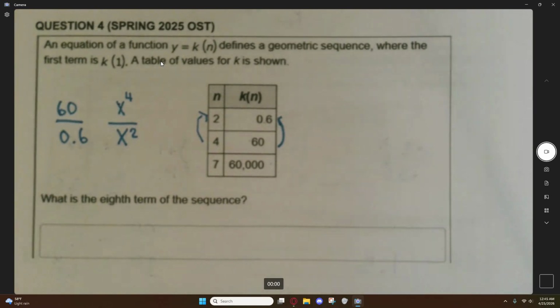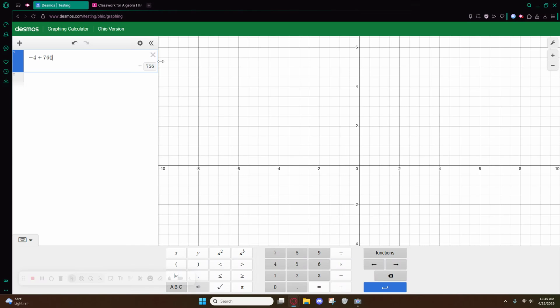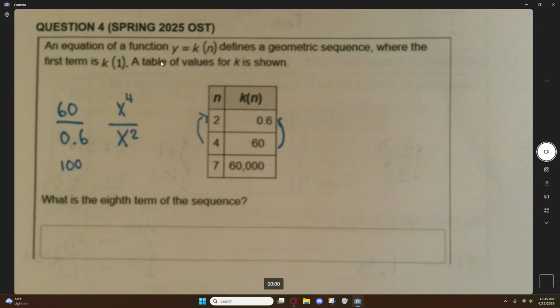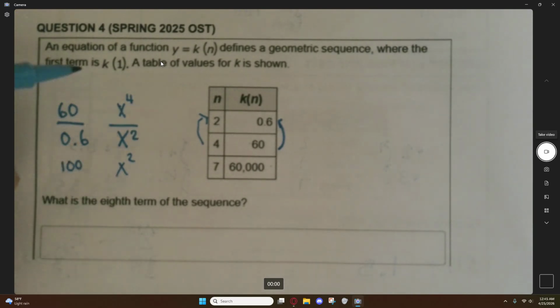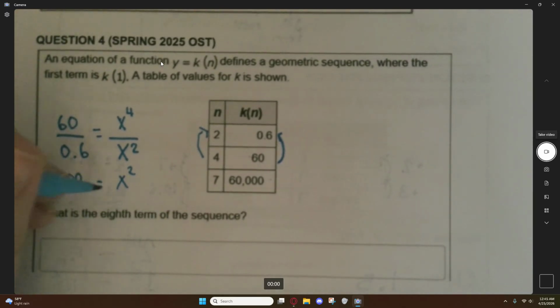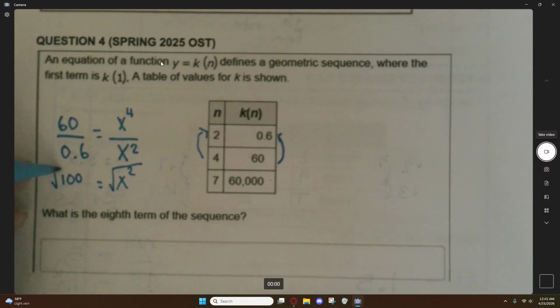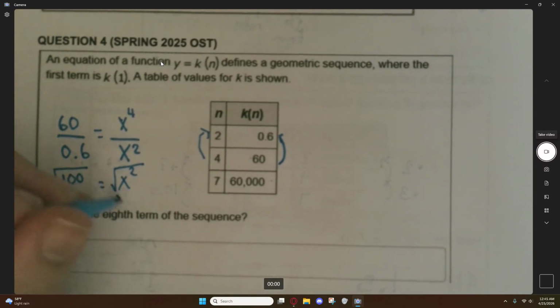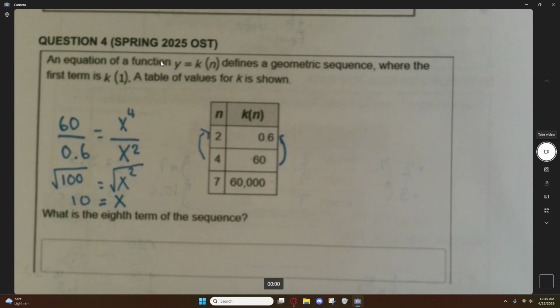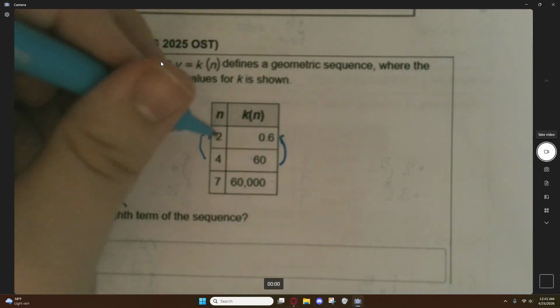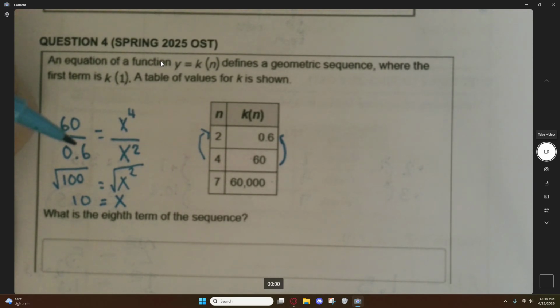So, 60 divided by 0.6 is 100. X to the 4 divided by x to the 2 would be x to the 2, based on the quotient rule. So then, to find your x, this would be your common ratio we're finding. You would take the square root of both sides, and the square root of 100 is 10. So your common ratio is 10, meaning that to go from one term to the next, you would multiply by 10.